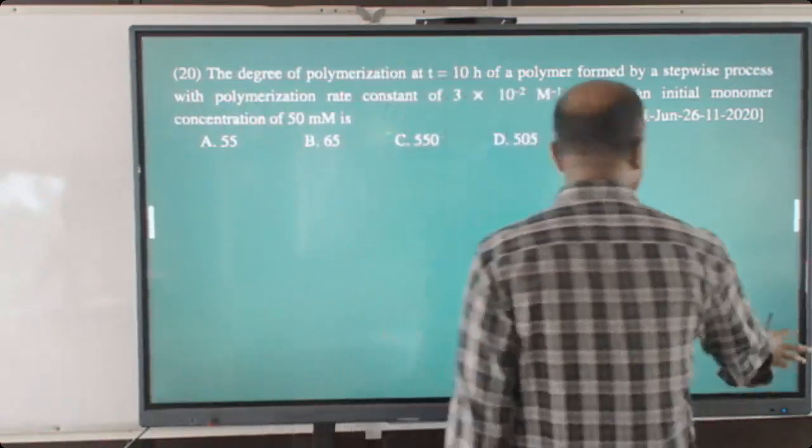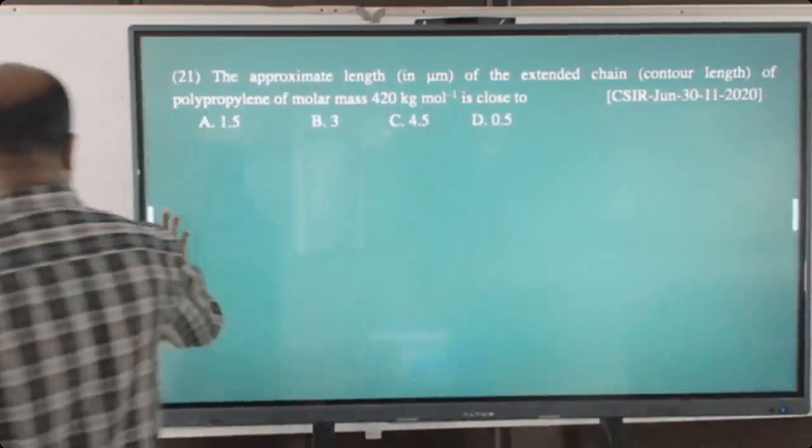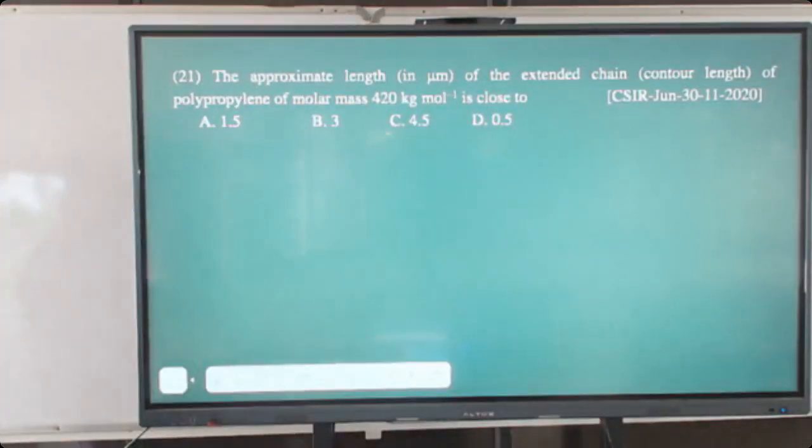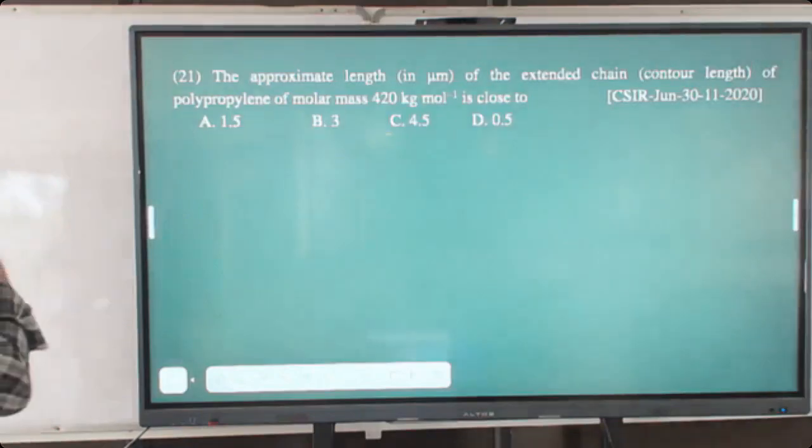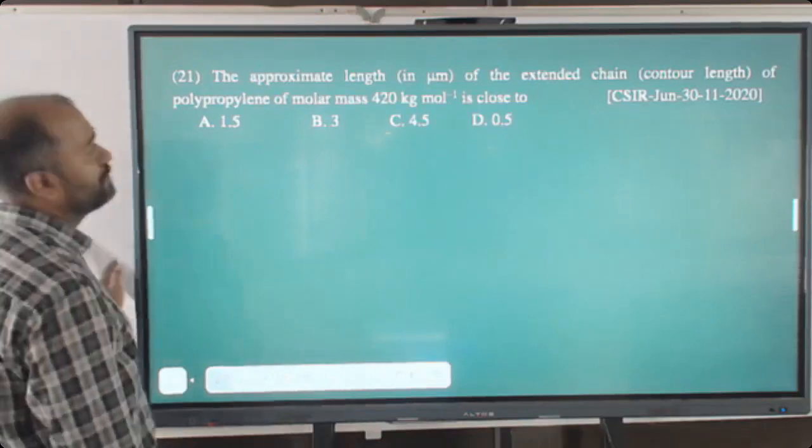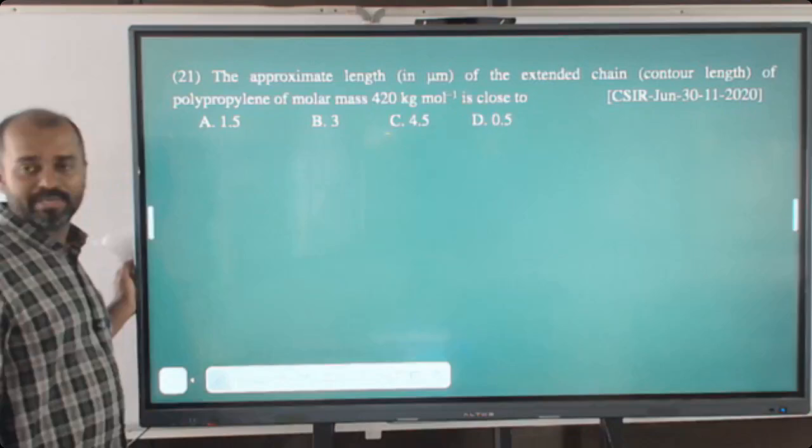Question number 21. The approximate length of extended chain of polypropylene of molar mass 420 kilogram per mole is close to. Polypropylene molar mass is given. The approximate length of extended chain, the contour length, of polypropylene of molar mass 420 kilogram per mole. This polypropylene, the contour length is N into L.